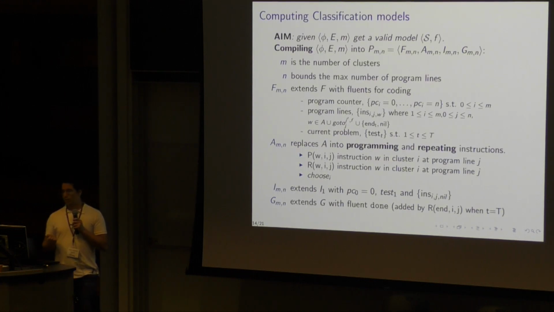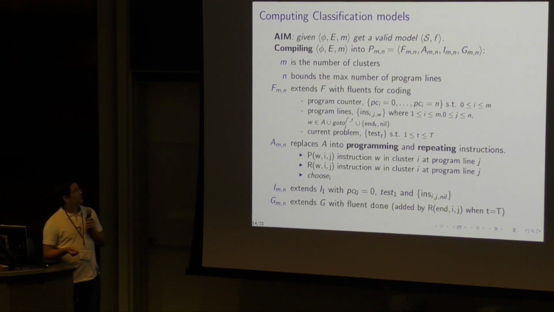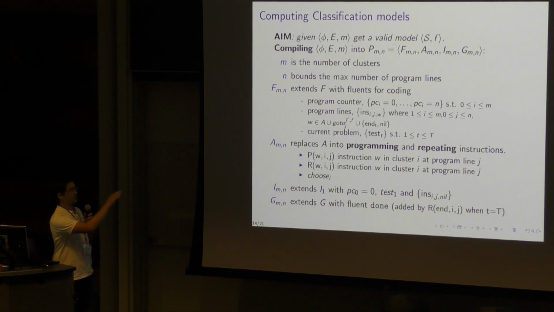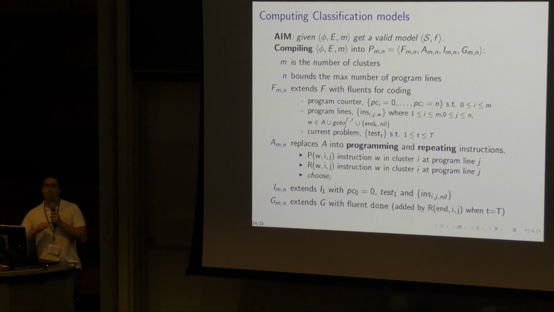So to compute a valid model, what we need is the unsupervised classification task we already introduced, and we compile it into a classical planning problem. For that, we need the number of clusters and the number of program lines that we can use to program each one of the planning programs we have for each cluster. And then we do some kind of extension that I'm not going to talk too much about; you have it in the paper, about the fluents, actions, and the initial and goal state. So all these things are compiled into this classical planning problem, and then we can run any generalized planner to get a generalized plan, and that's all.